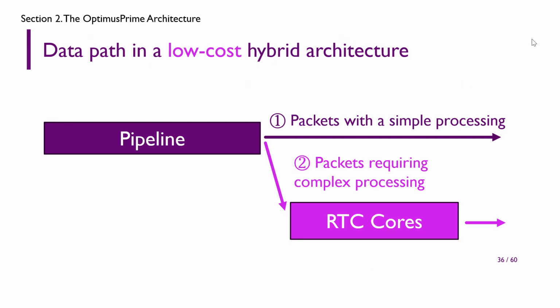In order to connect the transformable blocks, we design 2 data paths with a principle of low cost. The first path is for packets with a simple processing. These packets leave the forwarding engine directly after passing through the pipeline. The other packets are sent to a specific RTC core for further processing.